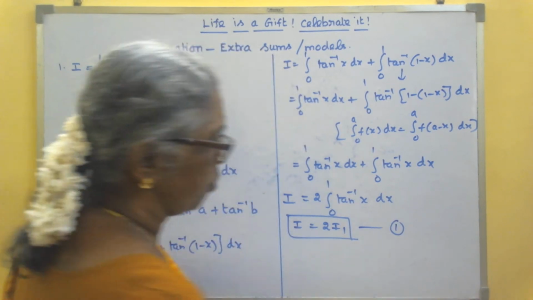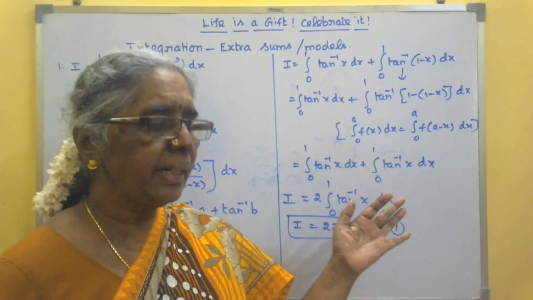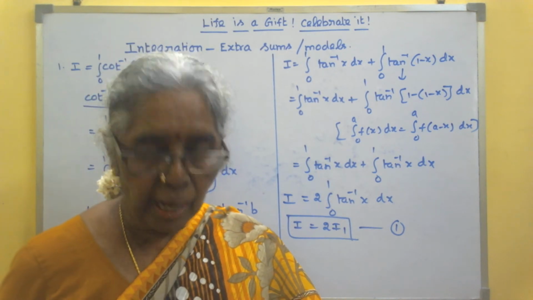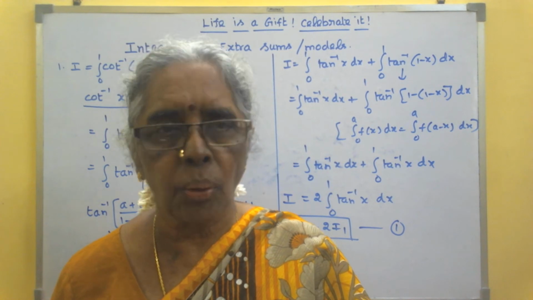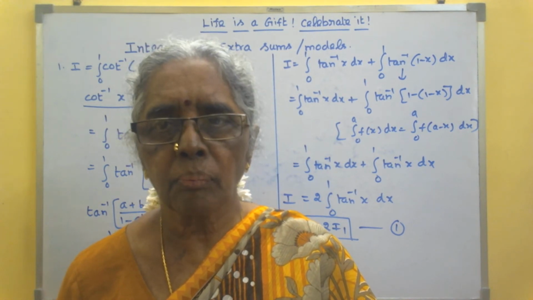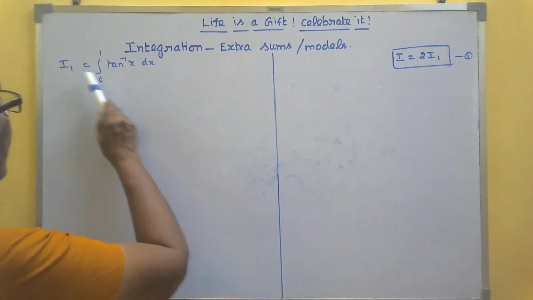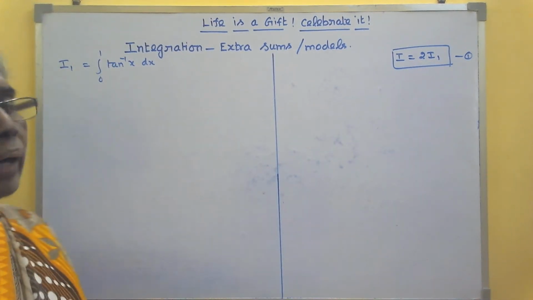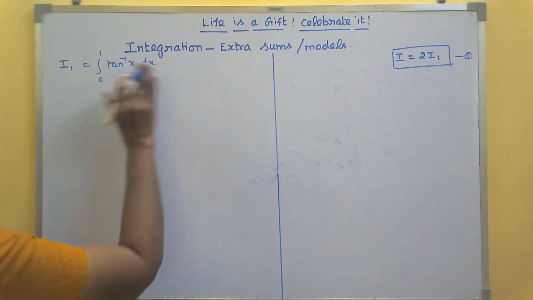I mark this as 1 and my I1 is integral 0 to 1 tan inverse x dx, which I will be integrating using by parts. Then I will put that 2 also. Is it clear up to this to you now? If you see I1, that is a sum in itself, no? I1 is equal to integral 0 to 1 tan inverse x dx. So now we have to use integration by parts.